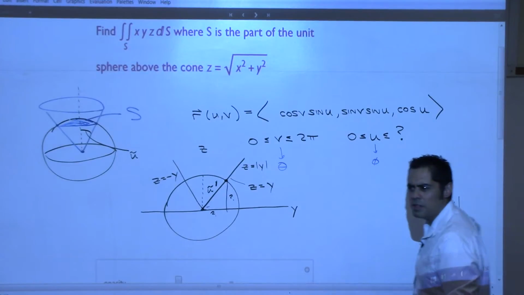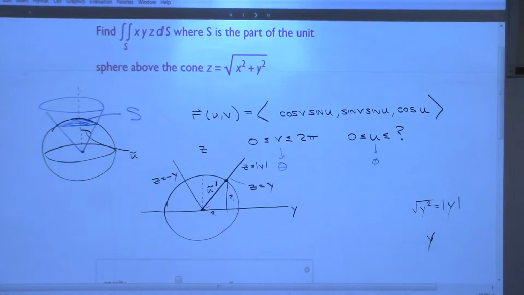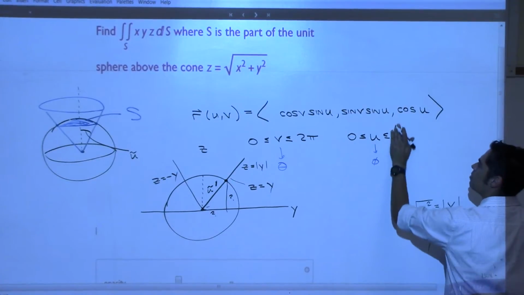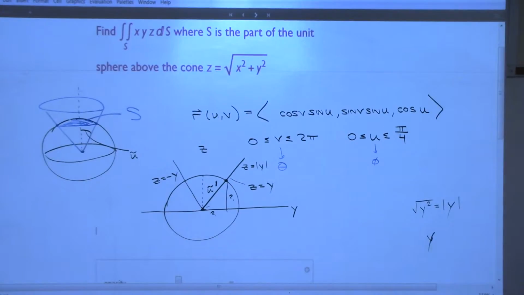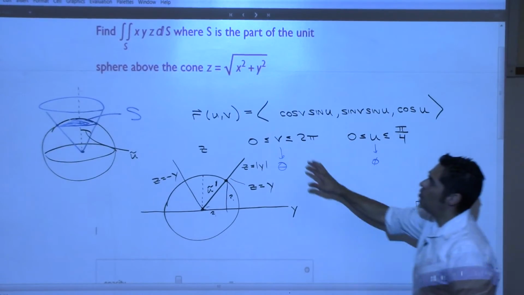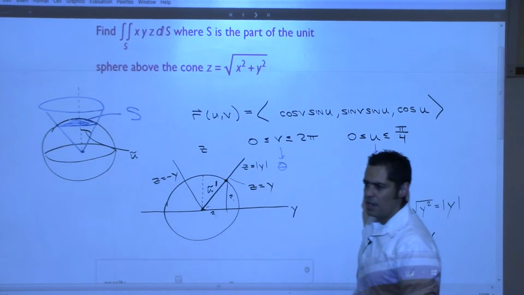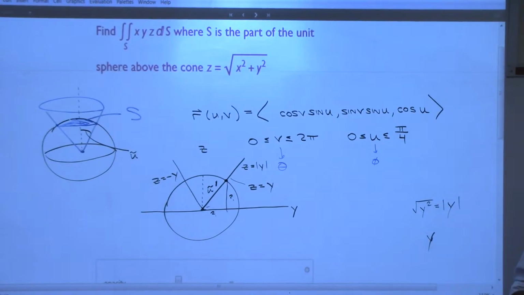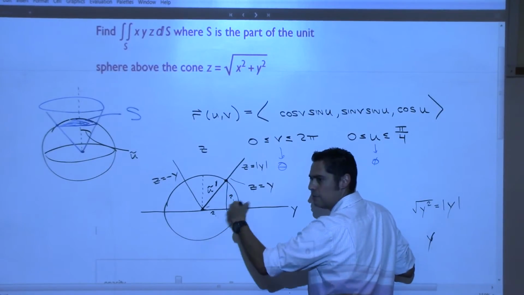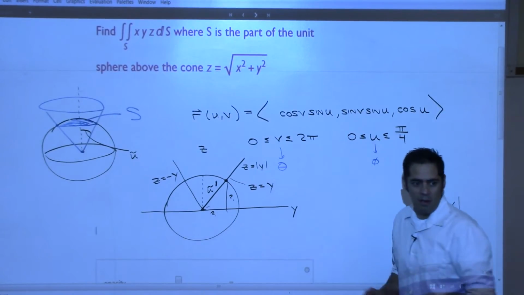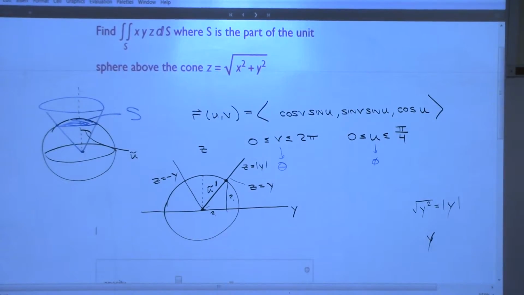So let's not use degrees, let's use radians. So 45 degrees is pi over 4. So I want my upper restriction to be pi over 4. Do you understand? Had they given you a different cone equation, you would have to go through this same process and try and figure out what that angle was. And it may not be so easy. You might actually have to determine, using trig, sine, cosine, arctangent, maybe, to get an angle.